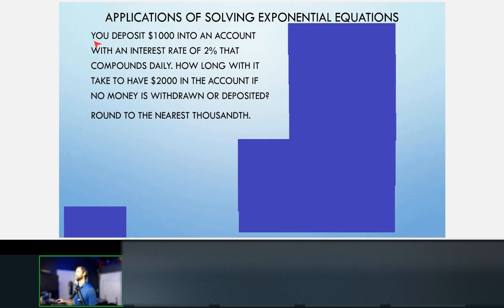You deposit $1,000 into an account with an interest rate of 2% that compounds daily. How long, that's a typo, how long will it take to have $2,000 in the account if no money is withdrawn or deposited? Round the answer to the nearest thousandth.